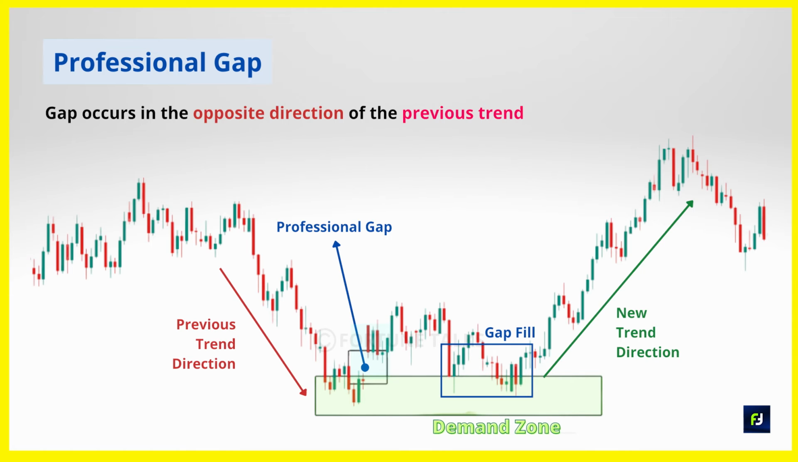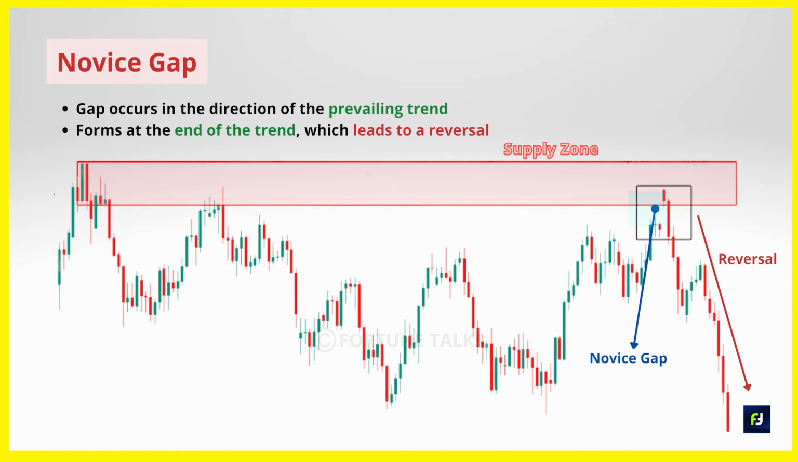This kind of gap signals that a market imbalance was created by professional traders, and it gives us a great demand zone to trade once the price returns to fill the gap. Now the second category of gaps is the novice gap. It is a gap that occurs in the direction of the prevailing trend itself. A novice gap tends to form at the end of the trend, which will in turn lead to a reversal of the trend.